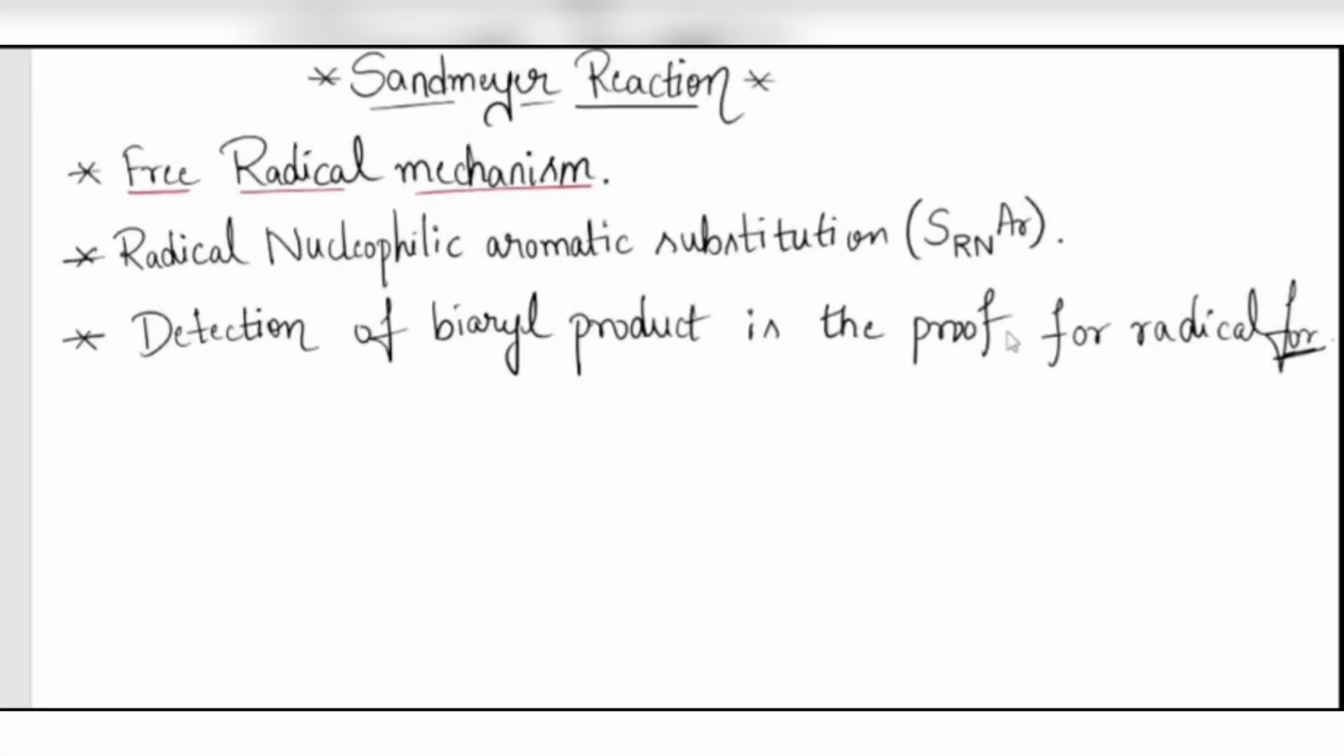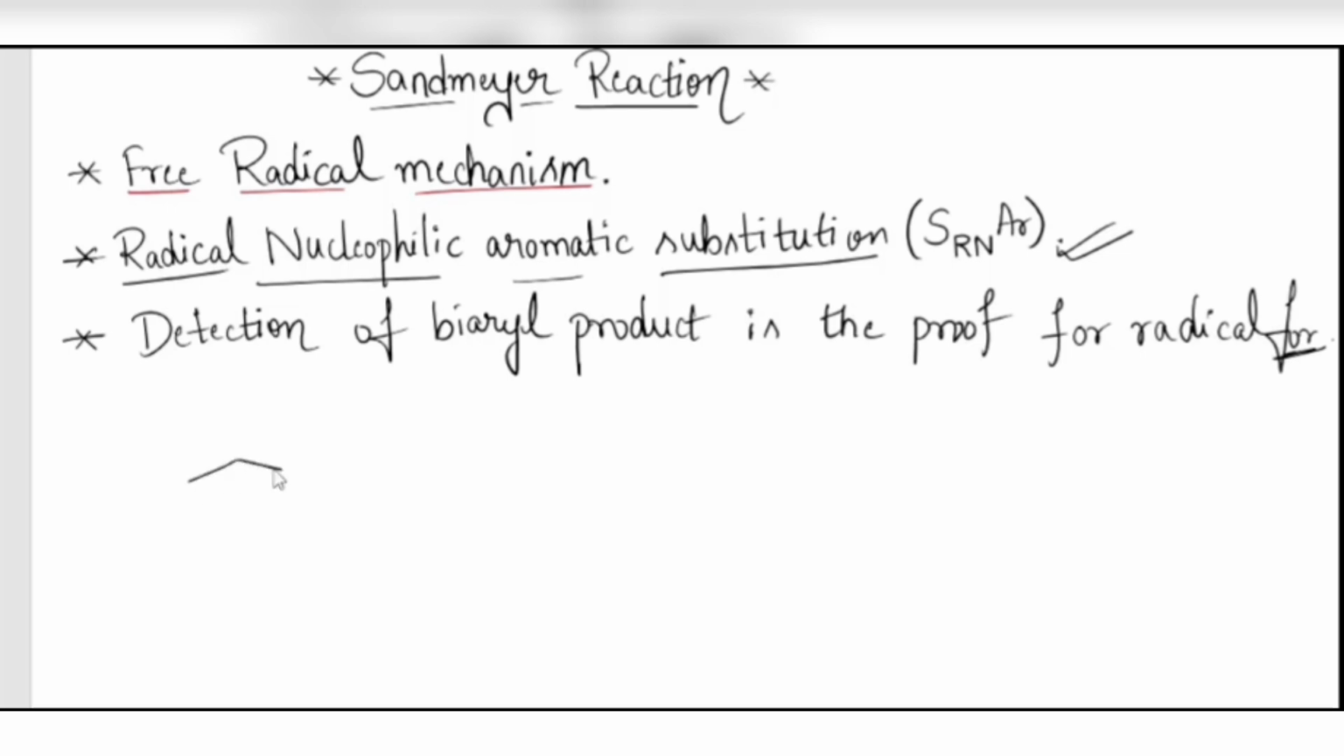In this particular video, I am going to discuss the Sandmeyer reaction. It is a versatile chemical reaction in organic chemistry which follows a free radical mechanism, and here we can see a radical nucleophilic aromatic substitution mechanism. And what is the proof for the formation of radical over here? Detection of biaryl product is the proof for the radical formation.